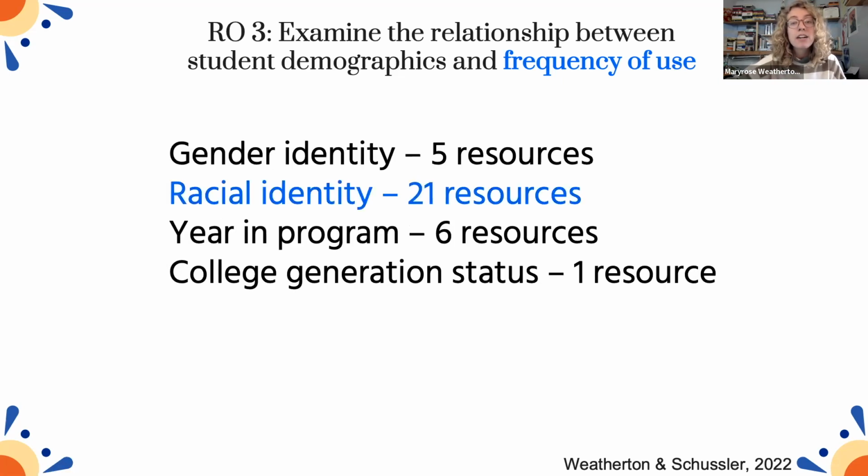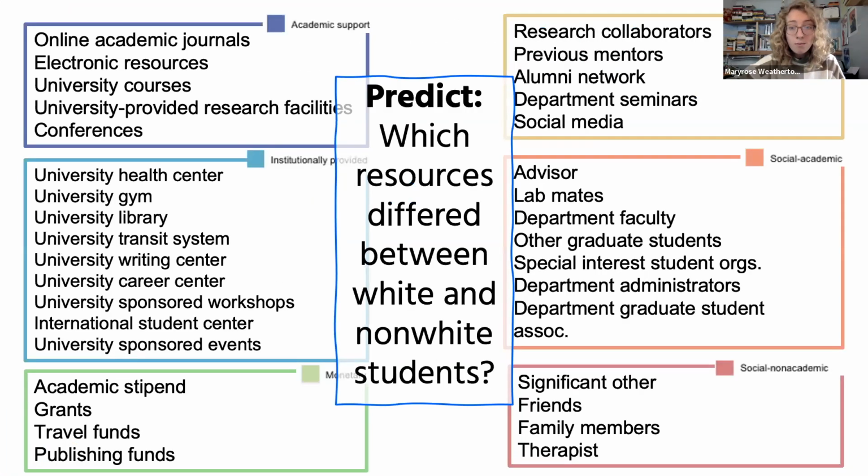But as we can see, there is one demographic variable that predicted far more resource use outcomes, and that was student racial identity. So today we're going to focus on what resources differed between white and non-white students in terms of frequency of use. And again, before we do this, I really want to hear from you all. I want you to brainstorm in the chat and think about what resources may have differed in terms of frequency of use between white and non-white students. To help you, you've got this list of 34 resources here, and take about 30 seconds to predict which resources or which types you think may have differed among students. You've got 30 seconds starting now.